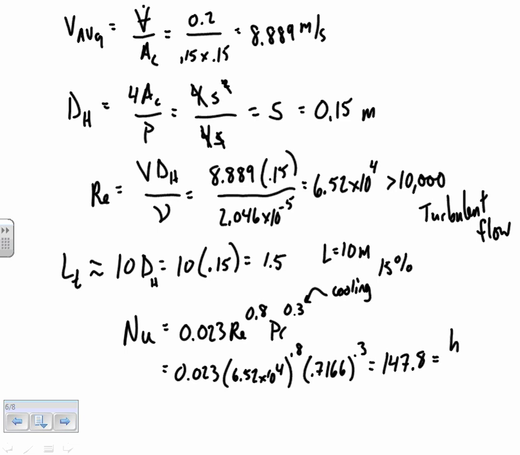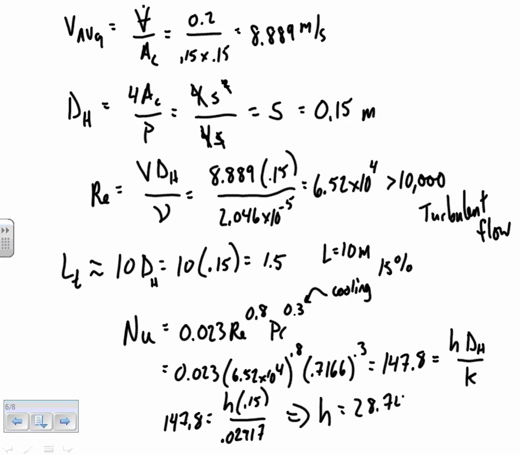Okay, the definition of the Nusselt number, it's a non-dimensional heat transfer coefficient. It's the heat transfer coefficient times the hydraulic diameter divided by K. Okay, so now I can plug in some values. I have 147.8 is equal to H times my hydraulic diameter, 0.15 divided by K, 0.02917. So I can rearrange this and solve for my heat transfer coefficient, and it happens to be 28.74 watts per meter squared Kelvin. Right? So I've got my heat transfer coefficient. This should help me out a bit.